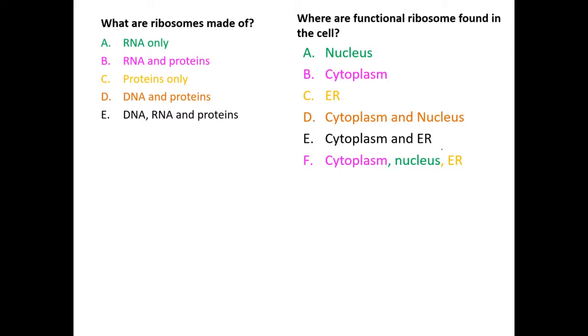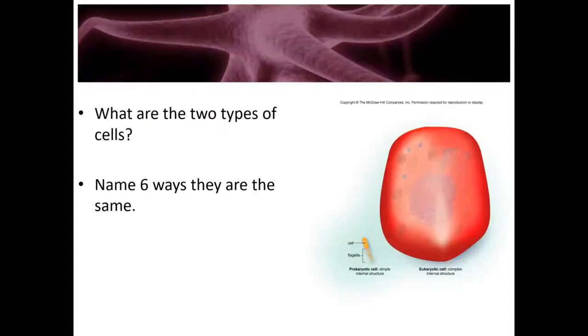Okay, cytoplasm and ER, great. That's right, we have them floating in the cytoplasm functioning. Some of them are bound to the ER functioning. Now, we're going to find out that ribosomes are somewhat assembled inside the nucleus, but they don't function inside the nucleus. So that's why the question asked about functional ribosomes. So make sure you know that even though they get assembled in the nucleus, they don't function until they get out to the cytoplasm. Excellent, good job, guys.